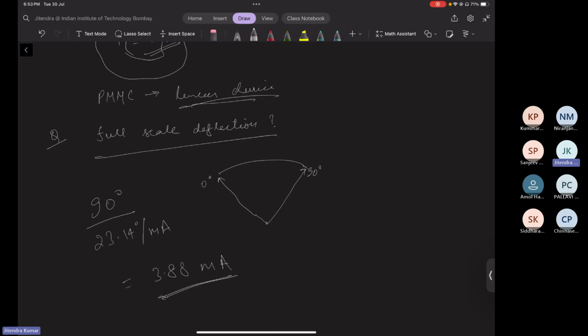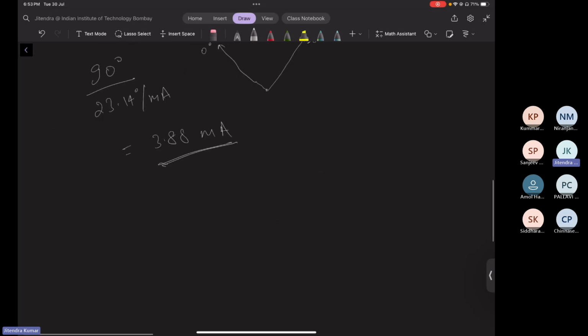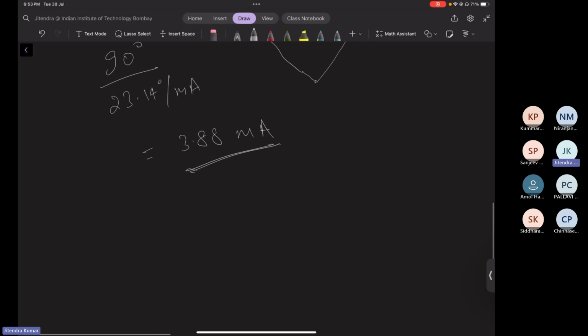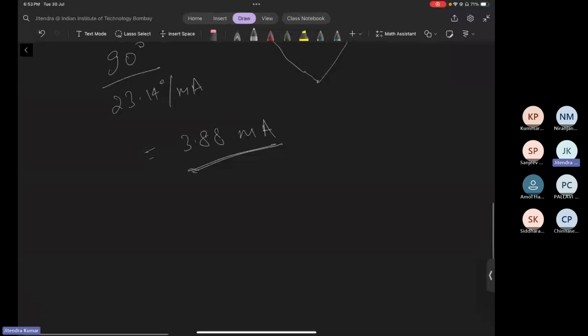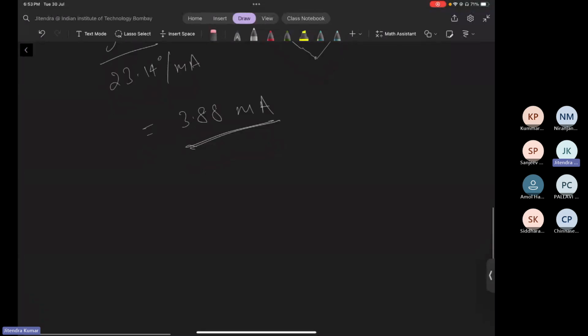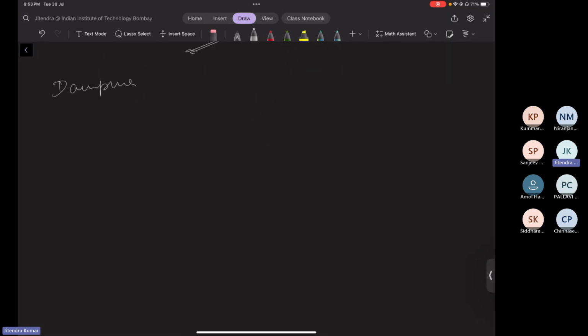Does anyone have any doubt in this or any earlier part anywhere? No. Great. So let's move ahead. Now we will talk about damping. Why is damping required in such type of instruments?